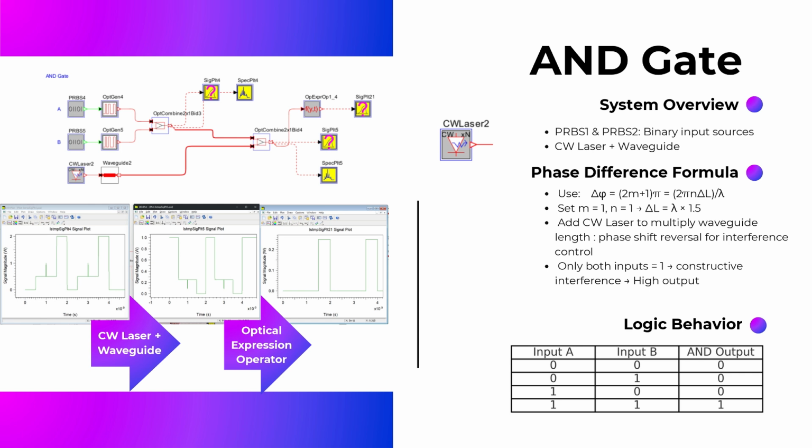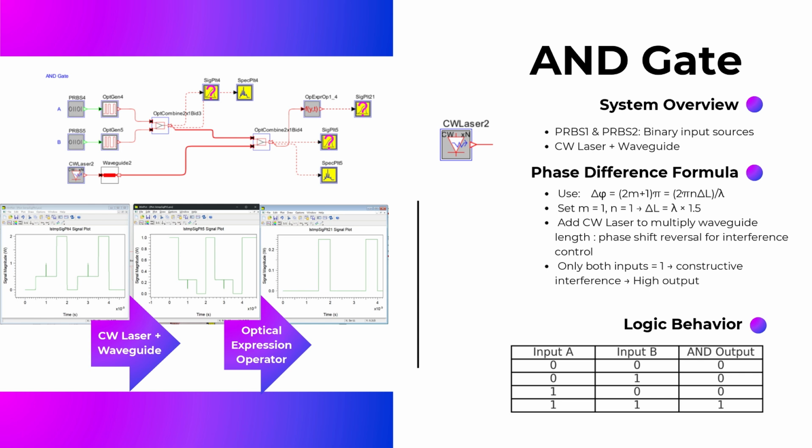Last, AND. The logic behavior here depends on phase control interference. The key formula is the same as for XOR. But what's different is that the CW laser is used to multiply the waveguide length and help reverse the phase when needed. This controls whether interference is constructive or destructive. Only when both inputs are 1 do the signals align constructively. That results in a high output, which is what defines AND gate behavior.